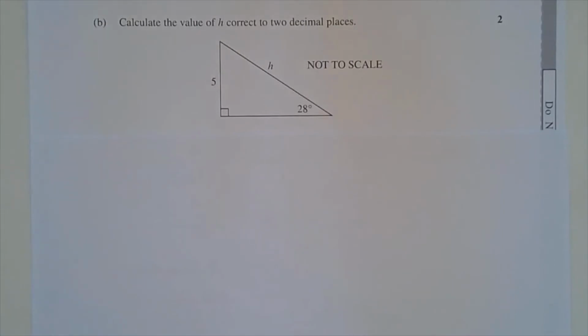Question 26b. Calculate the value of h correct to 2 decimal places. Now we're dealing with a right angle triangle, which means either Pythagoras theorem or right angle trigonometry will need to be applied. Now Pythagoras theorem is applied when we have two known sides, and in this case we've only got one known side and the other side's unknown, and we have no idea what's going on with the third side, which leaves us right angle trigonometry.